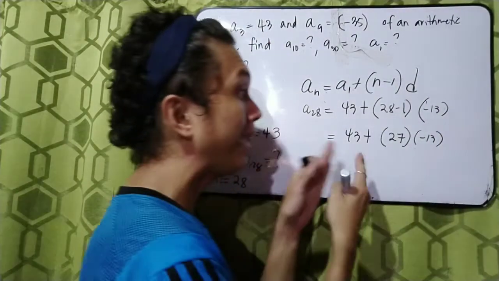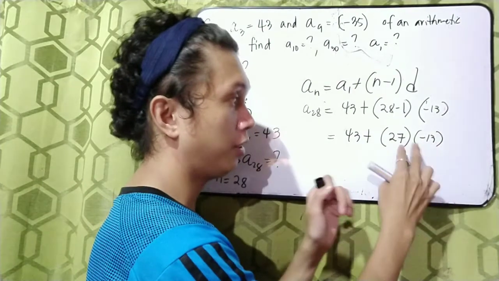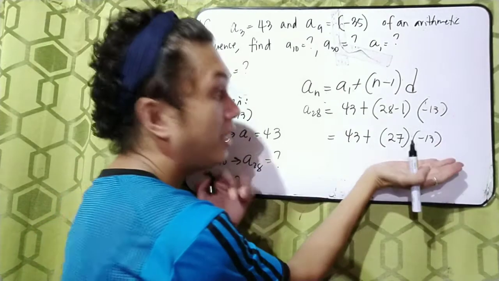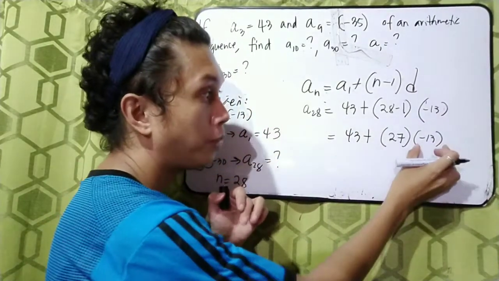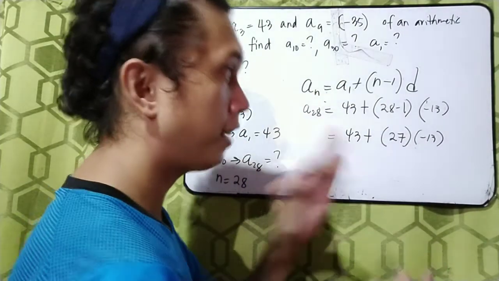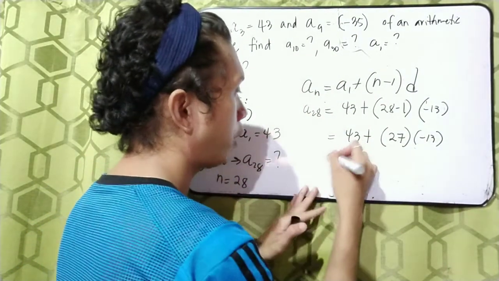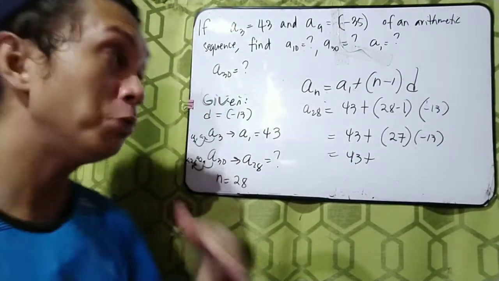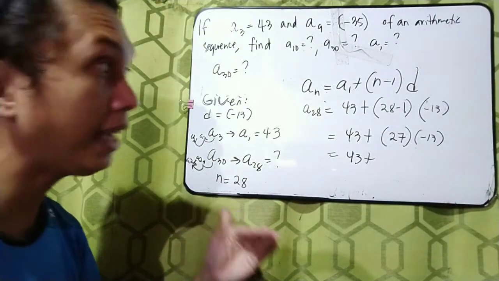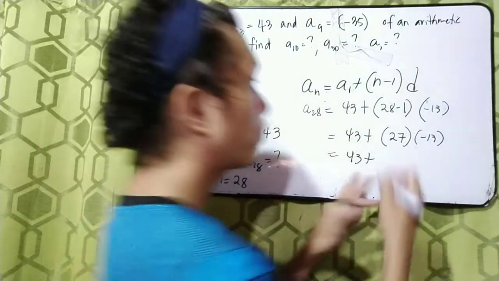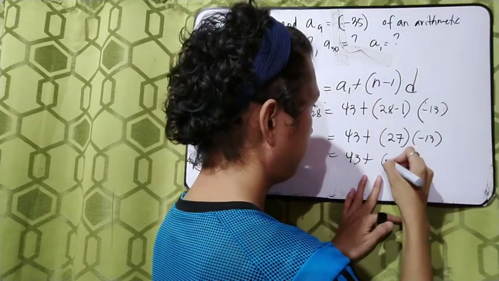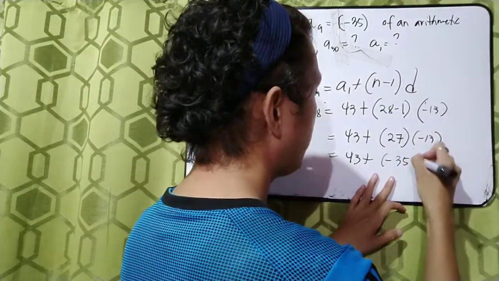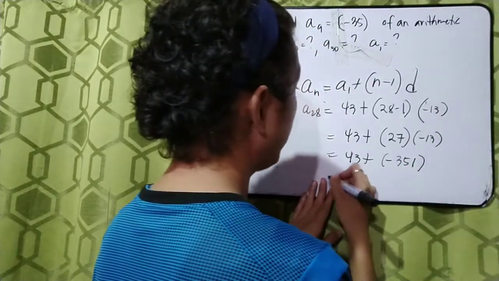Okay? So now we have addition and we have multiplication. The operation between them is multiplication. Do not be confused. If you see an expression like this, wherein two numbers, one inside the parentheses, are put beside each other, that is multiplication. So let's do multiplication first. Copy 43 plus 27 times negative 13. When you multiply positive and negative, or unlike signs, the result is negative. And 27 times 13 is 351.